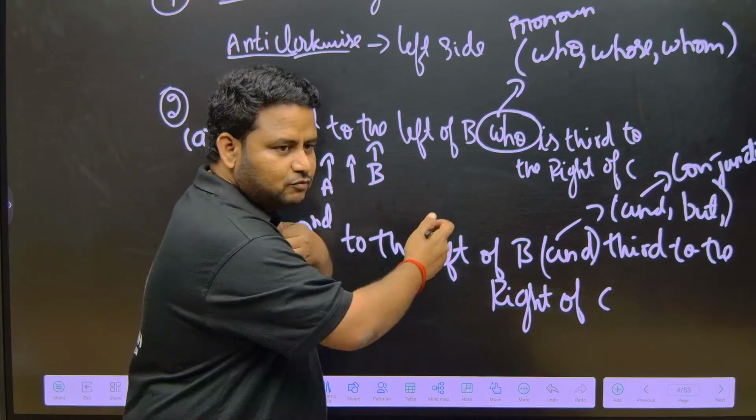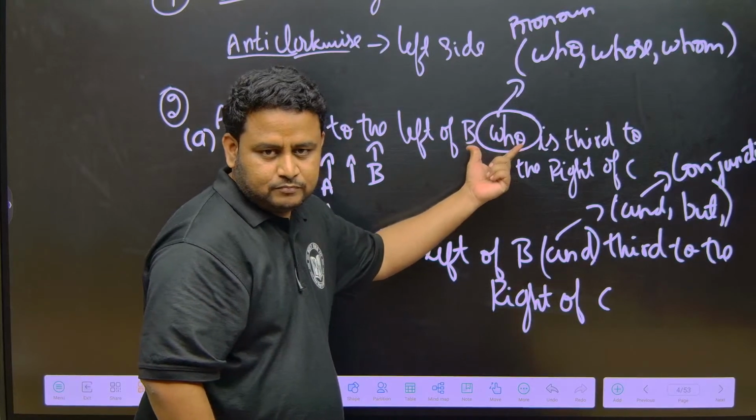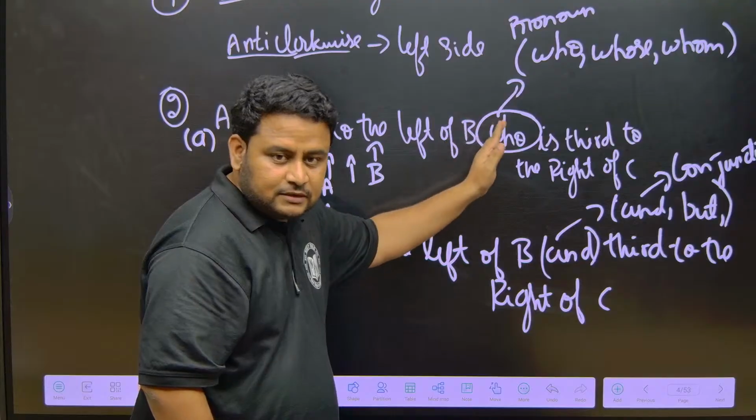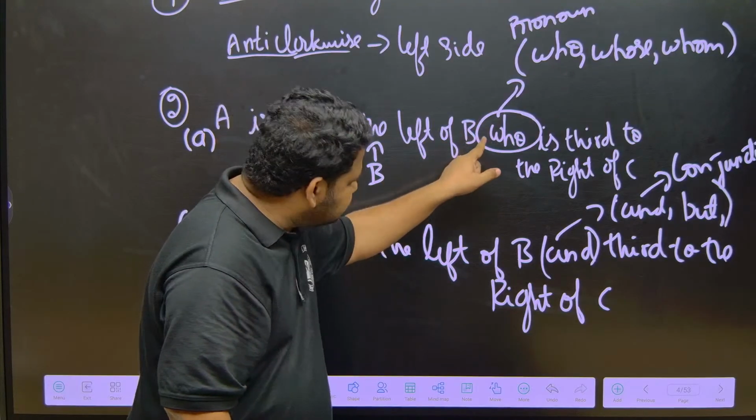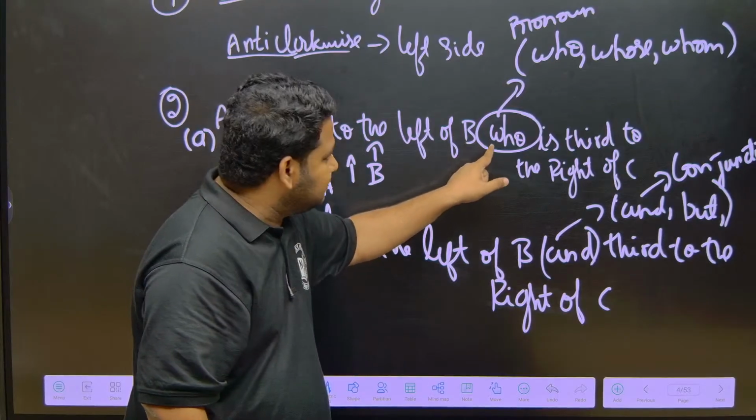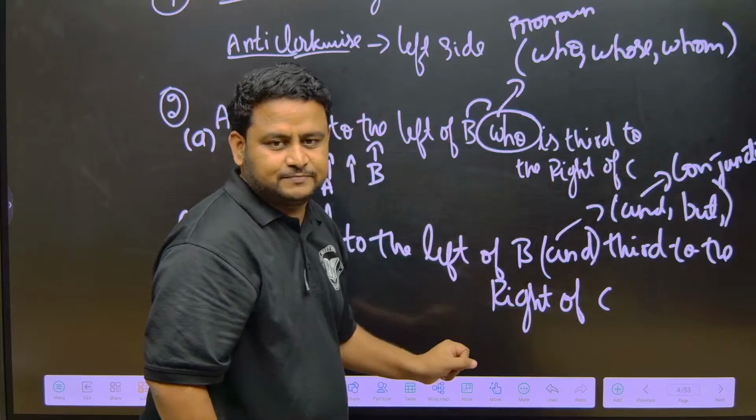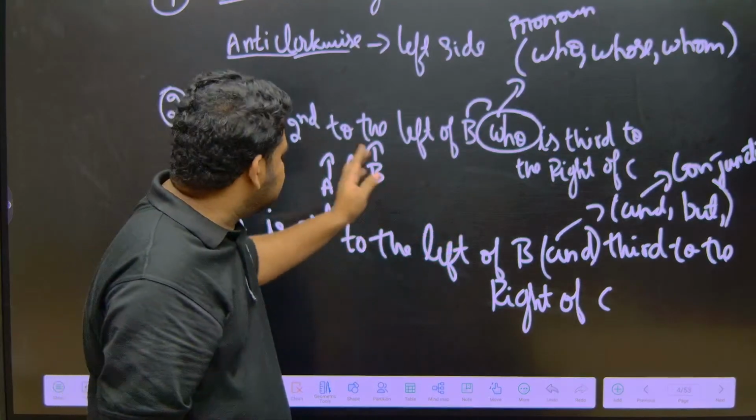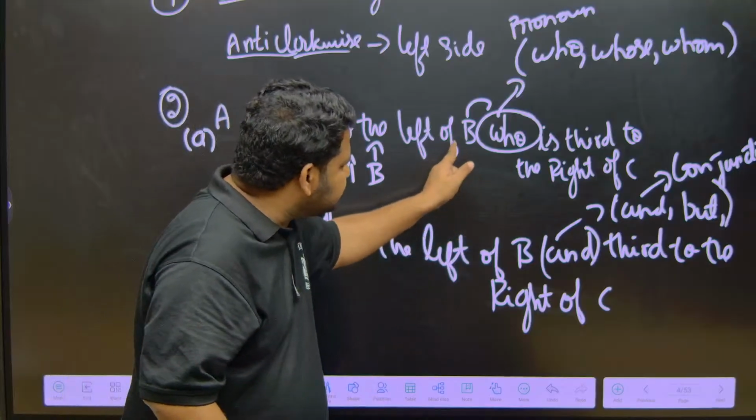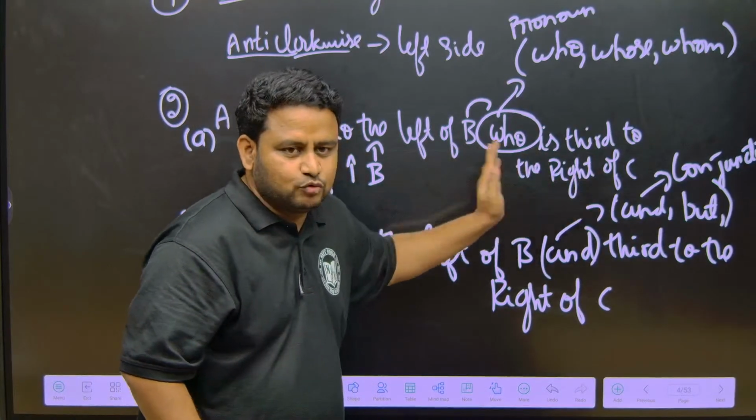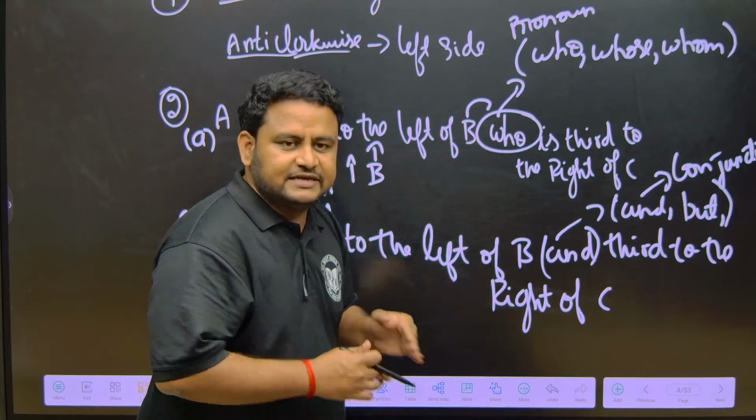Oh, okay. So what happens? B is second person, means who is referring to whom? Who is referring to whom here, A or B? Who is referring to B? Second person. So B is third to the right of C. So A is second to the left of B. It is done. B is what? B is third to the right of C. Who here refers to the second person, that is the immediate person. A is C.